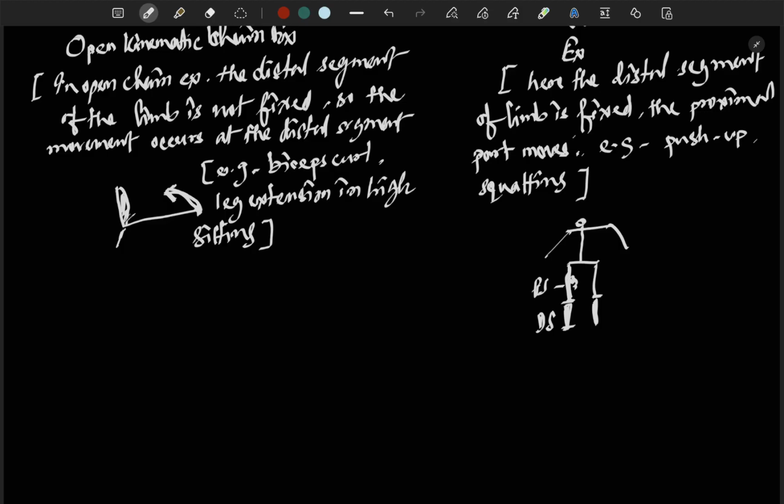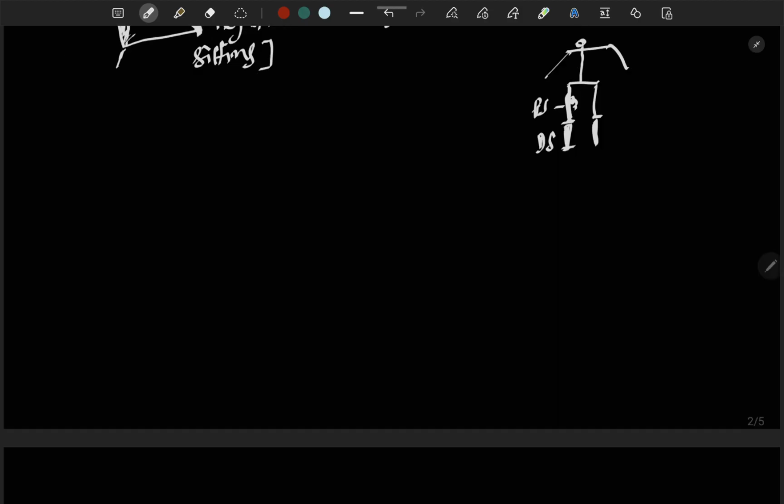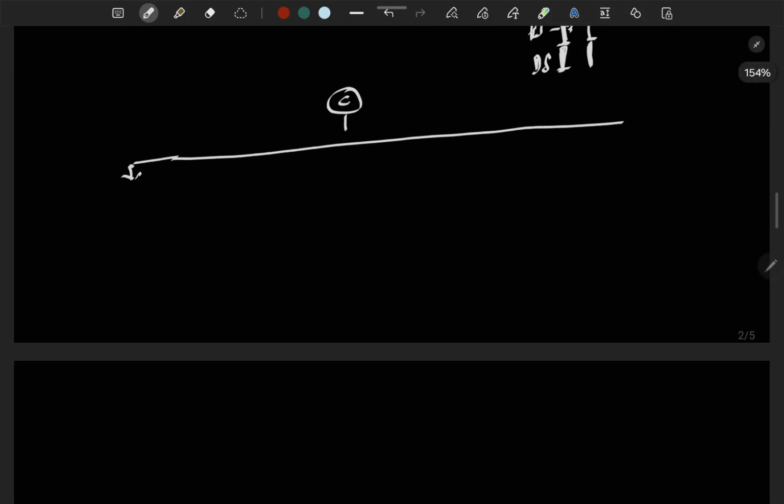closed kinematic chain exercise. The resisted exercise is further classified into isometric contraction and isotonic contraction.